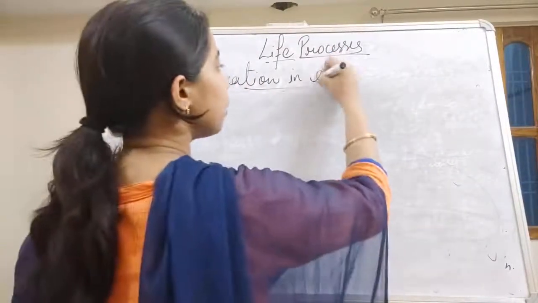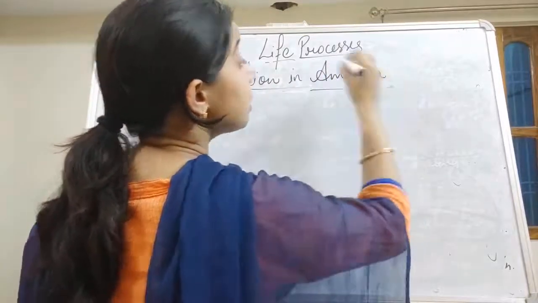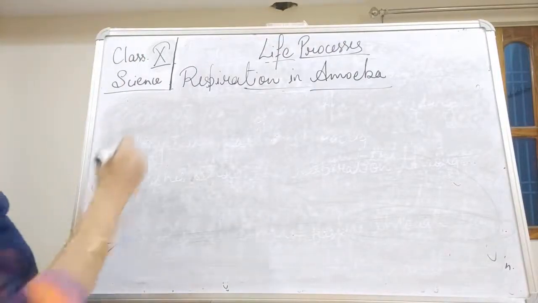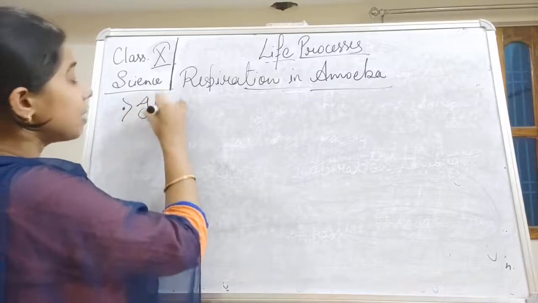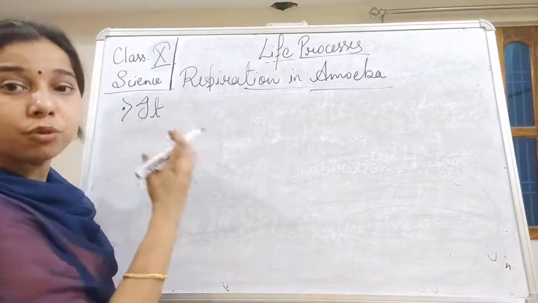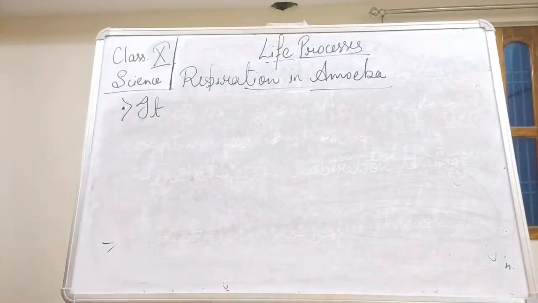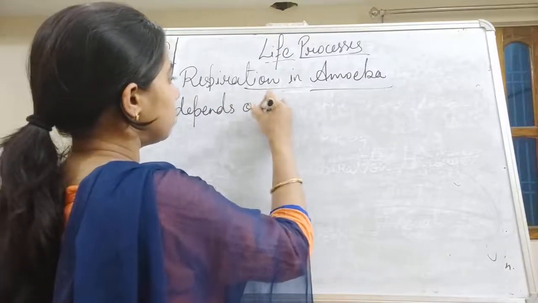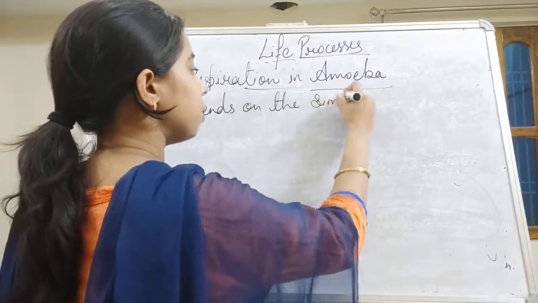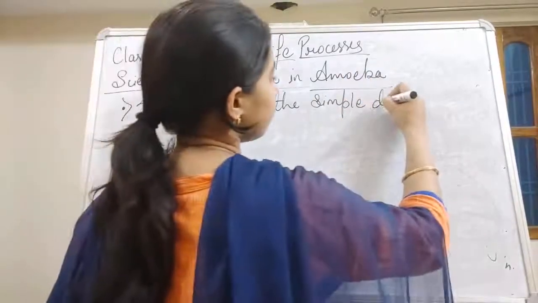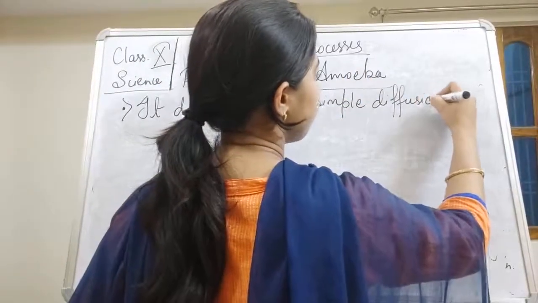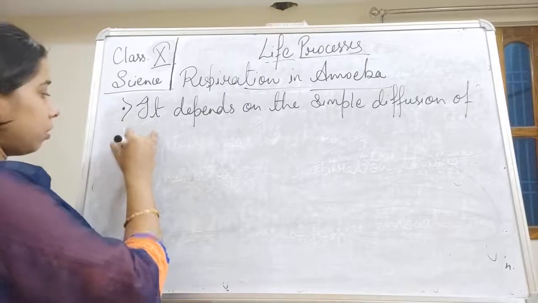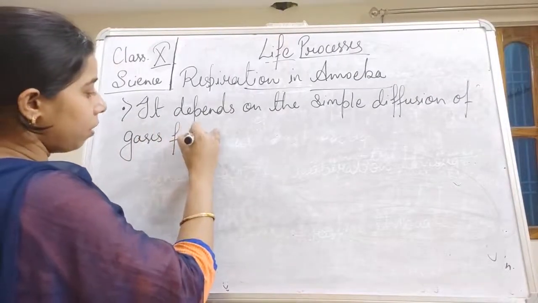So we know that amoeba is a single-celled animal. It means it is a unicellular organism. So it depends on simple diffusion of gases through the cell membrane for breathing.